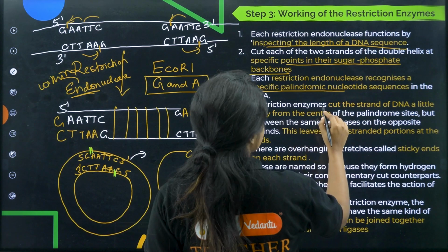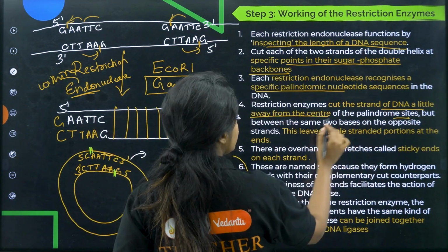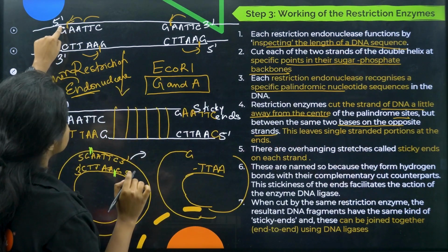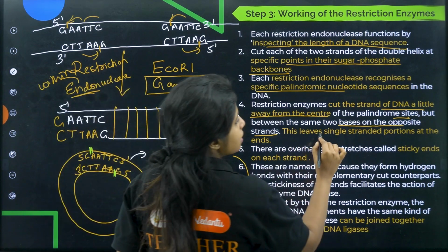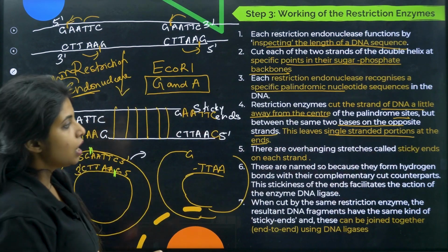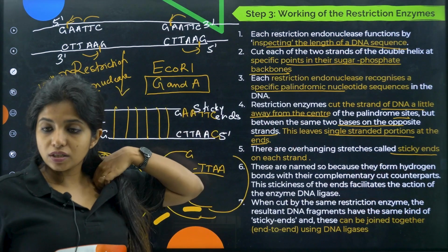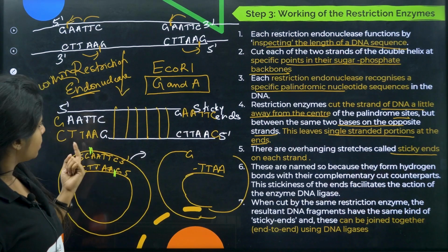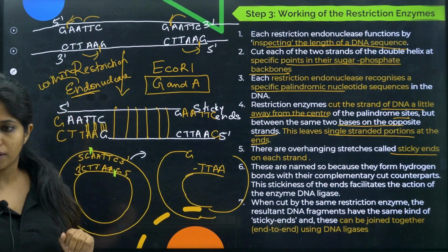Now, restriction enzymes cut the strand of DNA a little away from the center of the palindromic site, but between the same two bases on the opposite strand. So over here they cut between G and A, and over here also they cut between G and A itself. This leaves single stranded portions at the ends. What do you call them? You call them sticky ends, my dear children. They are named so because they form hydrogen bonds with their complementary cut counterparts.